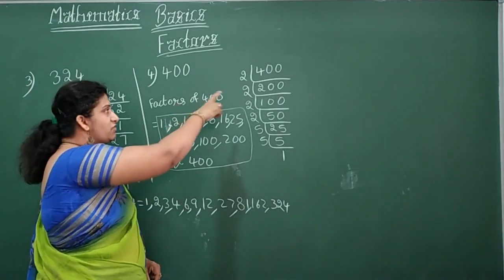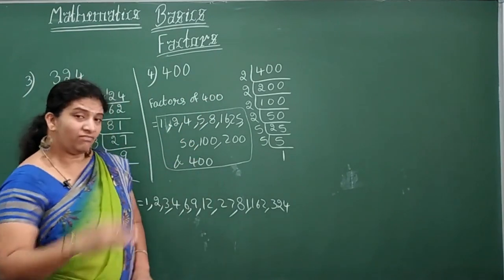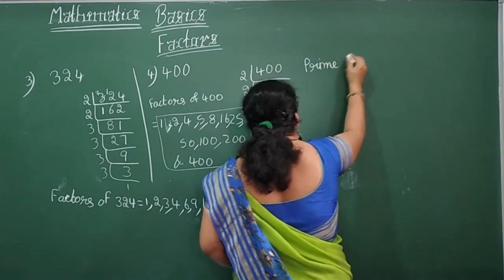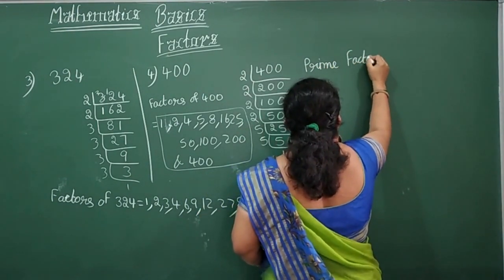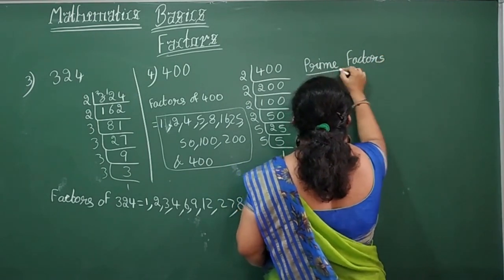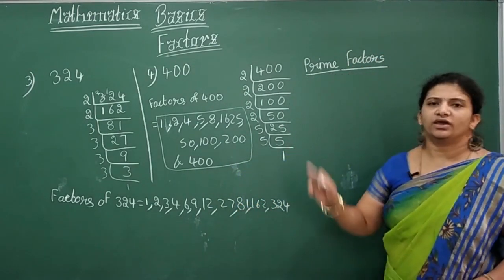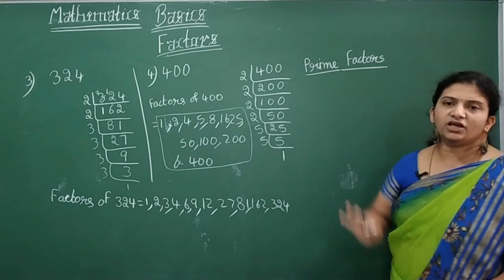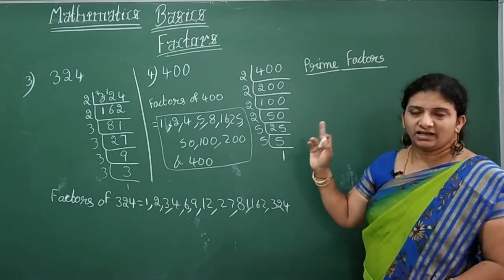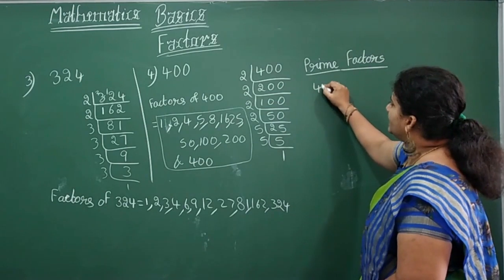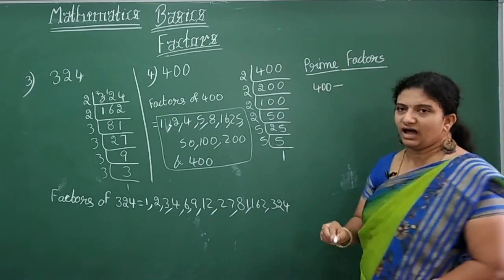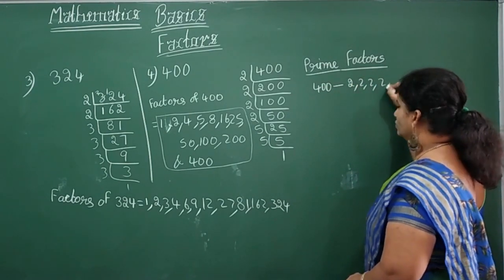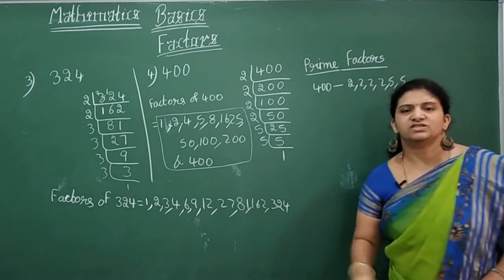See here the factors of 400, this one. If they ask you the question only for prime factors, look here, what are prime factors? The method of doing this is called prime factorization. So look here, how do you do this? Prime factors: same number, same division you are going to do. There is no change. But while you are writing, the prime factors of 400 are 2, 2, 2, 2, 5, 5. Like this you have written, right?